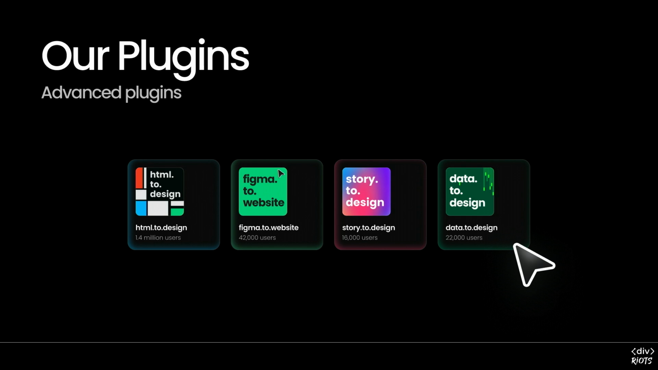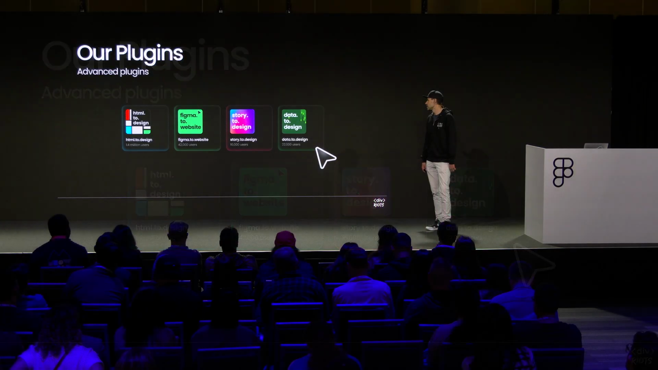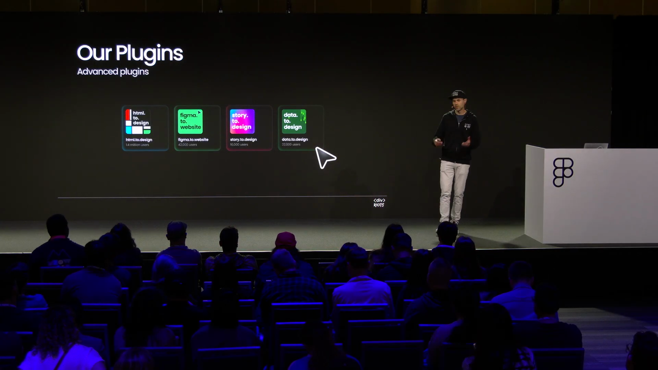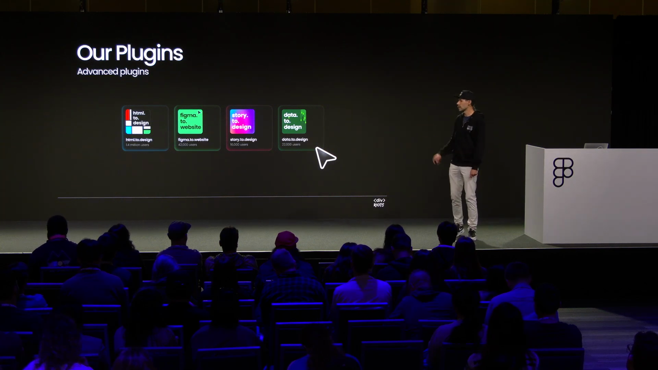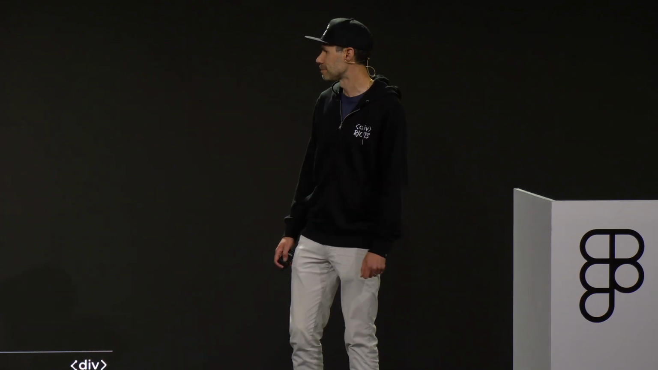Story to design is about creating design systems, and it can take a Storybook, if you have one, and turn it into Figma components with all the variants and everything. This is really amazing when you have very complex components in Storybook. It can create thousands of variants in a few seconds.